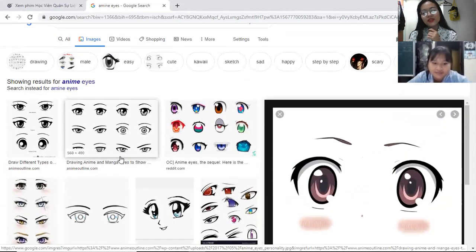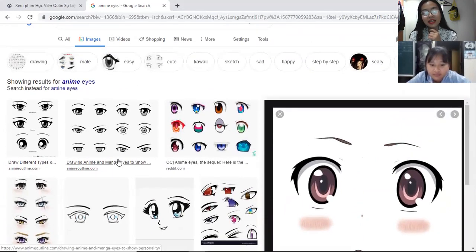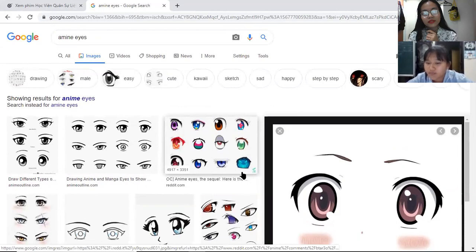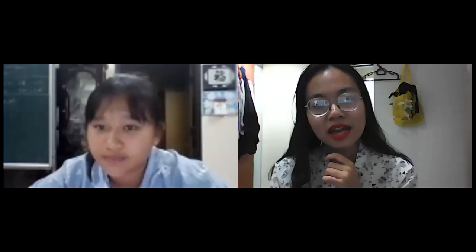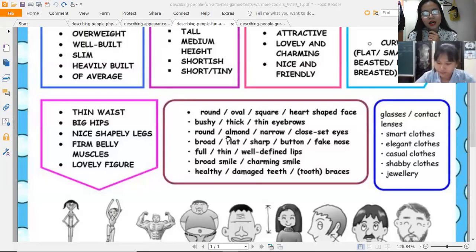But I think in real life, if you want to have round eyes, you need to have contact lenses, right? Okay, to make your eyes bigger, because normally your eyes are so small, right? You need contact lenses to make them bigger. Okay. I think it's okay. And then next one. Okay, now we have almond.